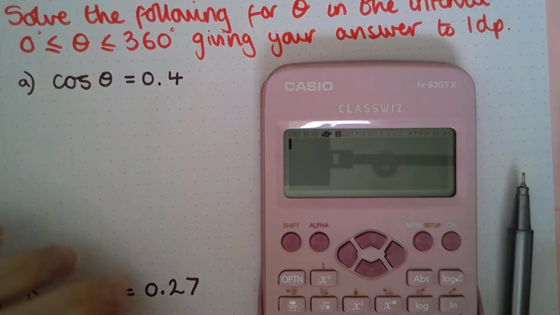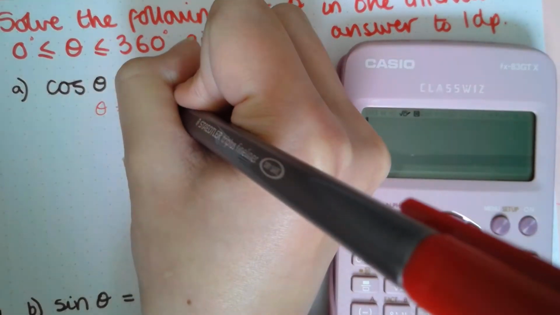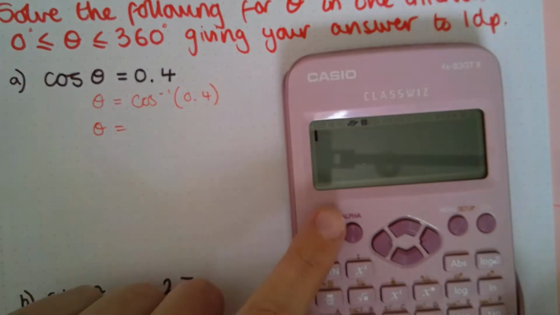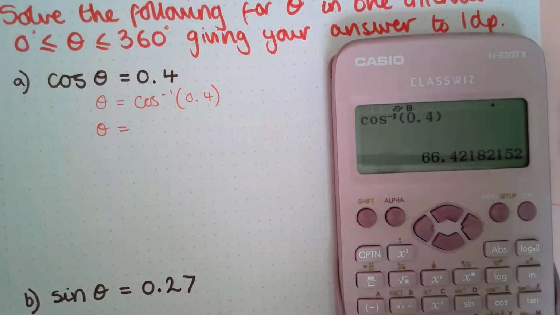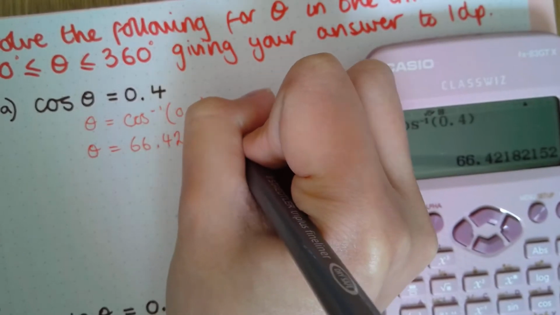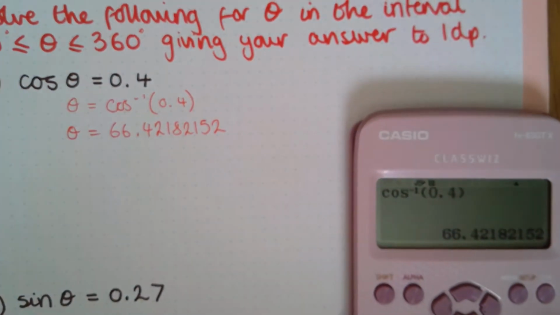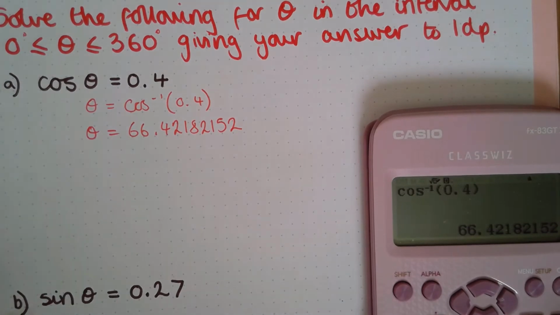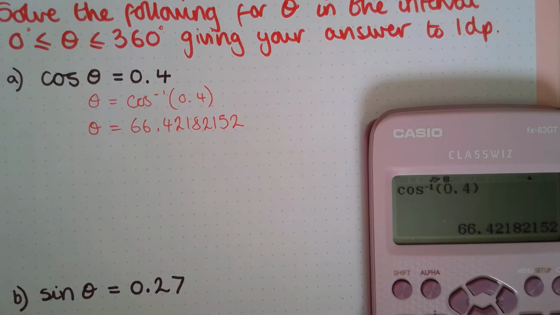So we want to find theta first. So theta equals cos inverse of 0.4. So we can use our calculator. Cos inverse of 0.4 is 66.421825152. I'm not rounding yet because I'm going to give my answer to 1 decimal place instead. This isn't my answer yet. I will list all my answers at the end. So I'm going to show you how to do this with a cos graph and with a cast diagram.